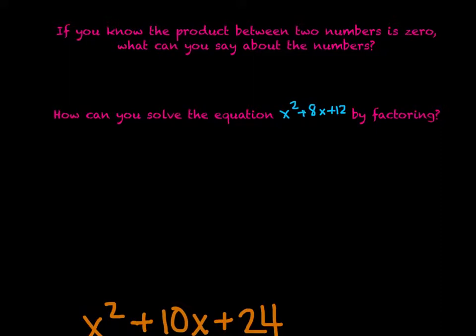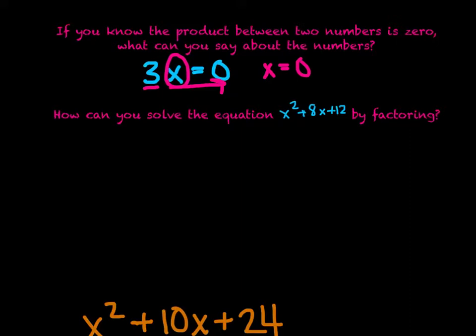So here's a quick question. If you know that the product between two numbers is 0, what can you say about those numbers? So if we were to say, for example, 3 times a number we don't know is equal to 0, what could we say about that number we don't know? Well, the only way that 3 times x can be equal to 0 would be if x were equal to 0. So we'd have to say that x was equal to 0.